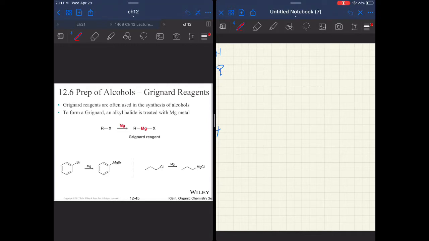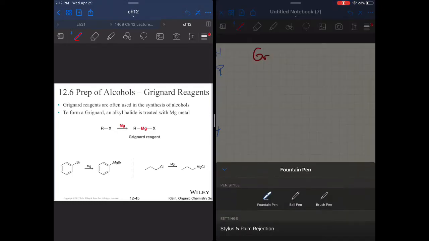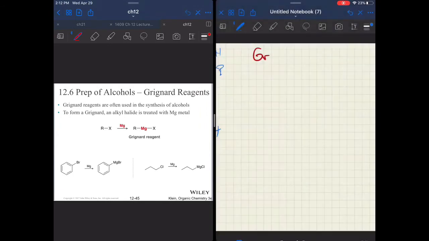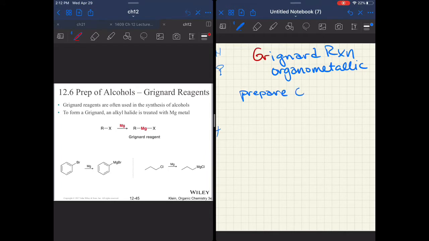And so it's called a Grignard. Let's be a little less aggressive. Here we go. Grignard reaction. It uses an organometallic. By using a metal, we are able to make carbon into a good nucleophile. So first let's prepare the Grignard. Sometimes you might need to do that, depending on what problem you're looking at. To prepare a Grignard is very, very easy.